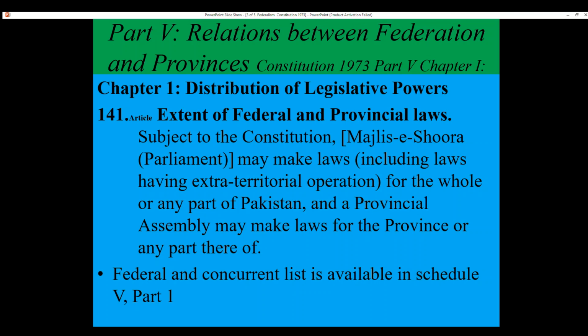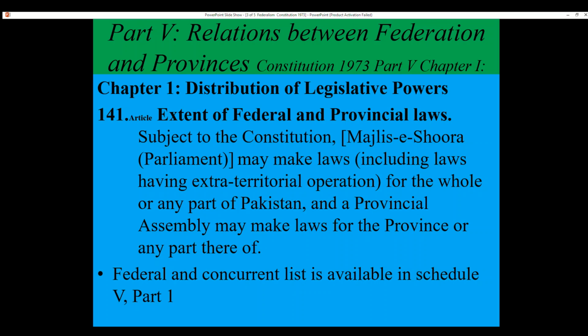So, Chapter 1, Part 5th, Article 141 reads as, extent of federal and provincial laws subject to the Constitution: Majlis-e-Shura (Parliament) may make laws, including laws having extraterritorial operation, for the whole or any part of Pakistan, and a provincial assembly may make laws for the province or any part thereof.